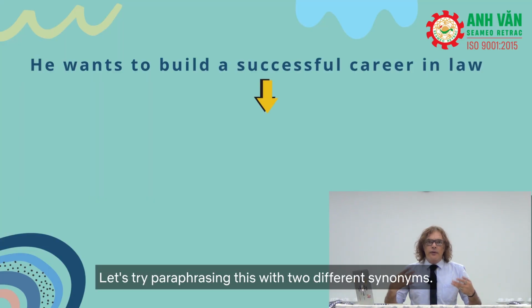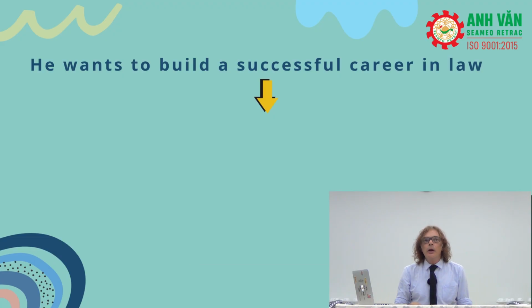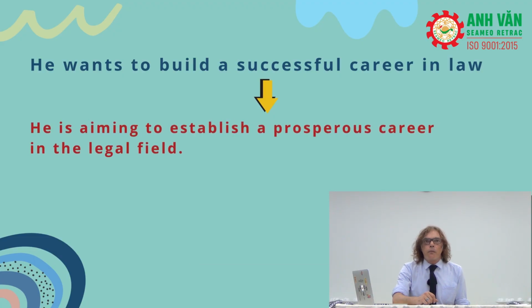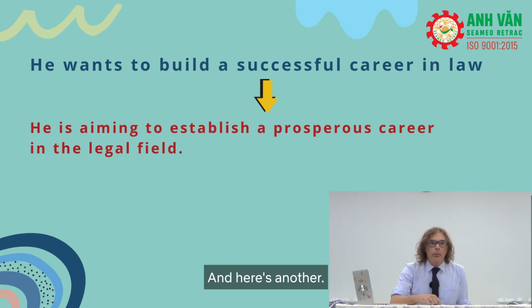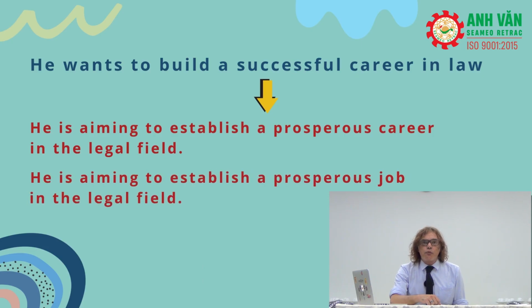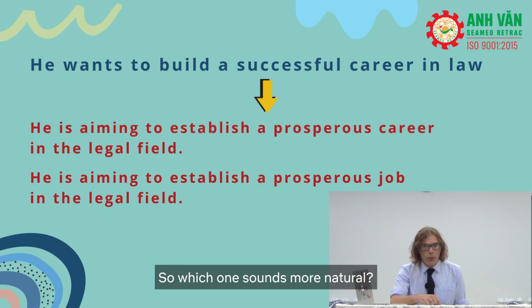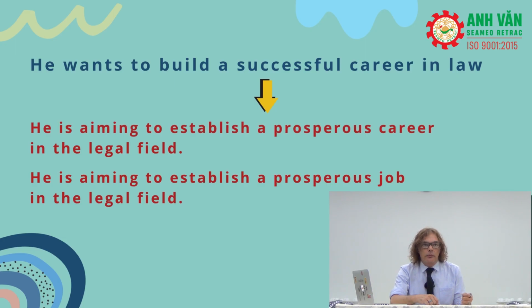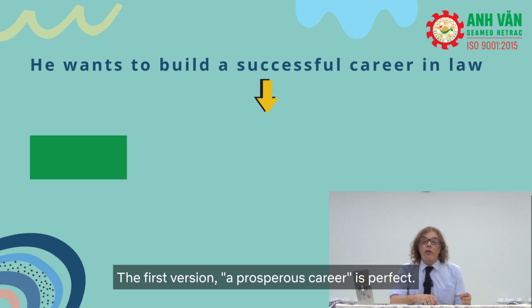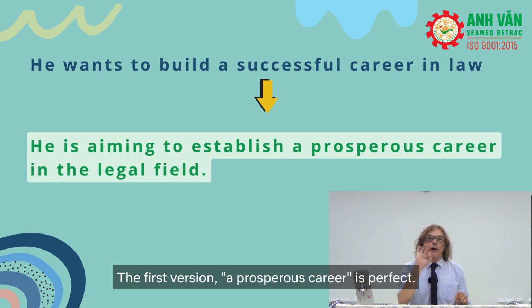Let's try paraphrasing this with 2 different synonyms. Here's our first example. He is aiming to establish a prosperous career in the legal field. And here's another. He is aiming to establish a prosperous job in the legal field. So, which one sounds more natural? The first version, a prosperous career, is perfect.